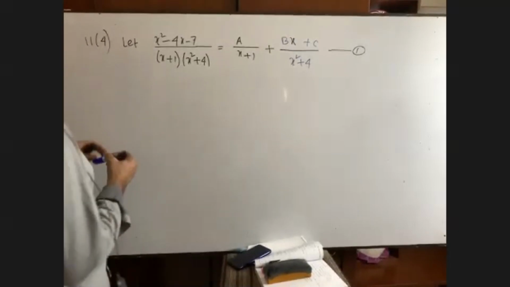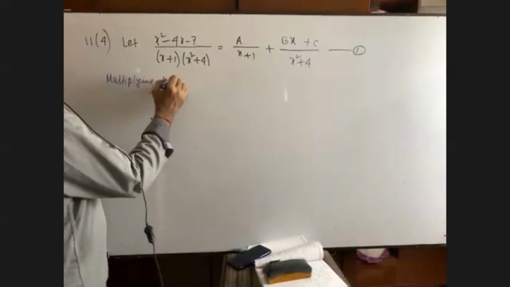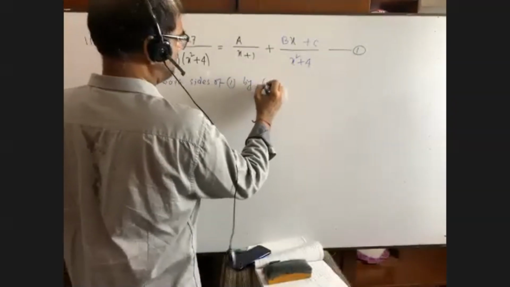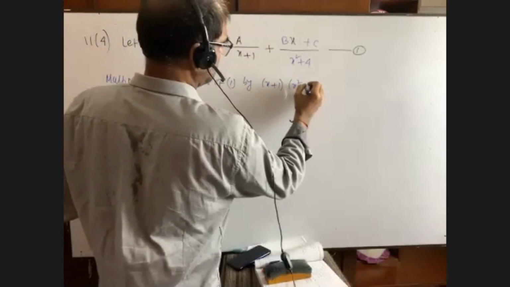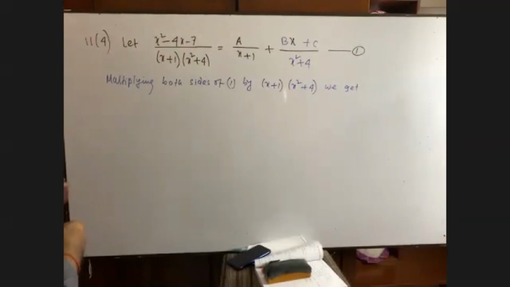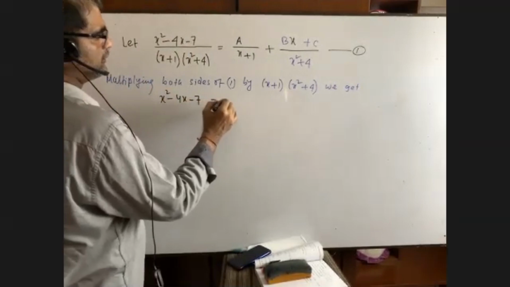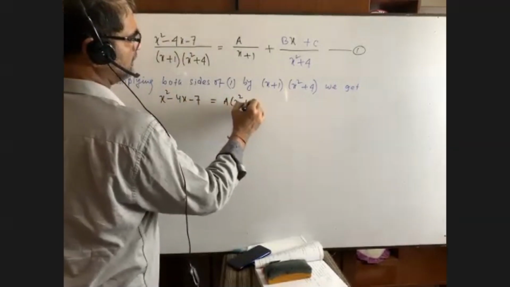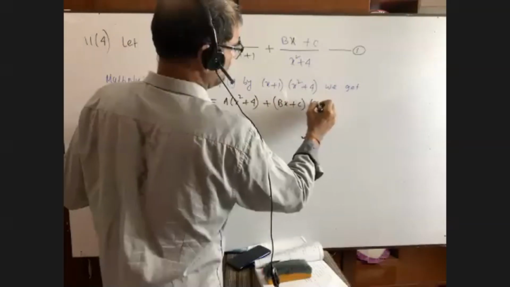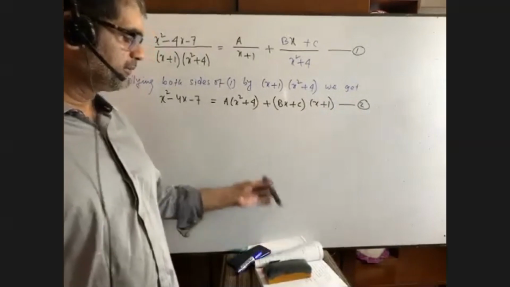Now you see, write down, multiplying both sides by (x plus 1)(x squared plus 4), we get x squared minus 4x minus 7 is equal to a into x squared plus 4, and here we will get (bx plus c) into (x plus 1). Now what value do we know here? Can you please let me know?